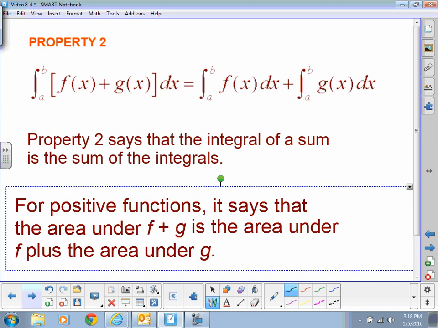The second one is if we're doing the definite integral of 2 separate functions being added. Very similar to what we did with summations and limits, we can do those integrals separately.